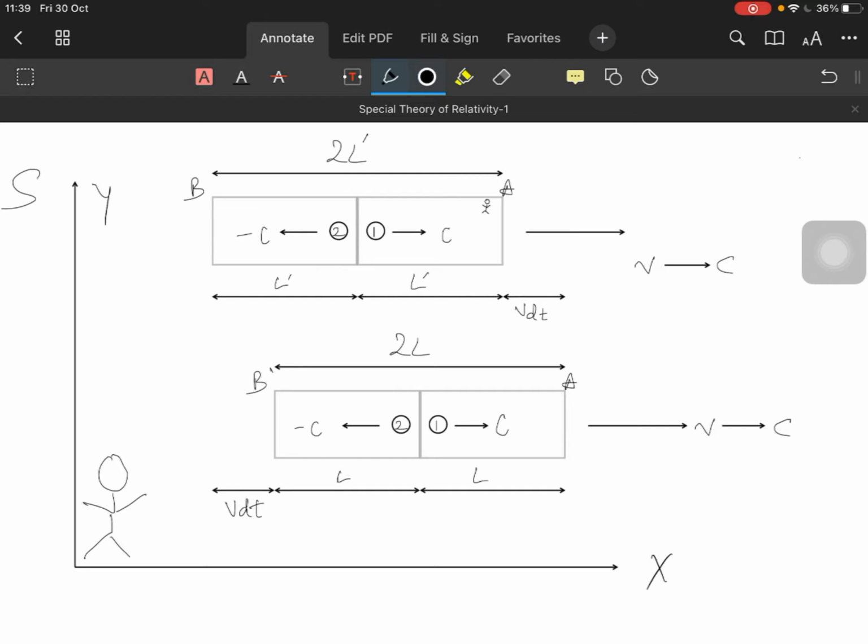But for the person standing on the platform, the length of the train changes to L, which is L dash root 1 minus v square by c square. As in the case of the ball, the photon has to travel less distance than this to reach B, but more distance than this to reach A, because the train has moved forward by the distance v dt.